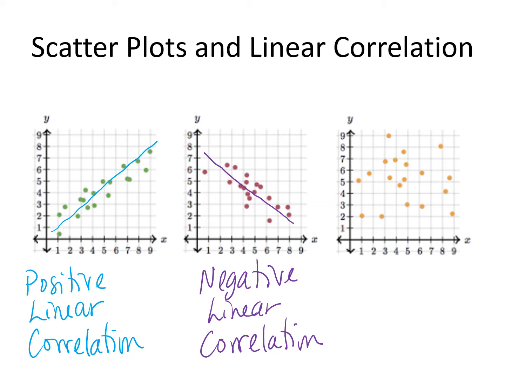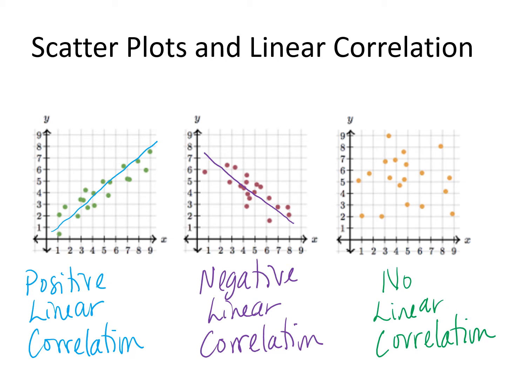And then we get to the last graph, and I'm kind of at a loss. I don't really know what's going on here. It looks weird. I don't really know how to draw a line, and that is because there is no linear correlation. It just looks like a bunch of random dots.